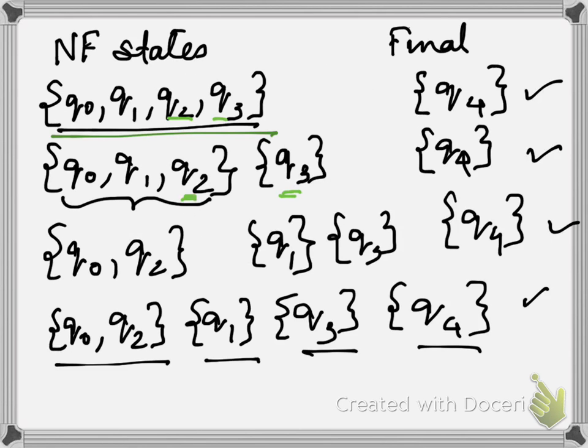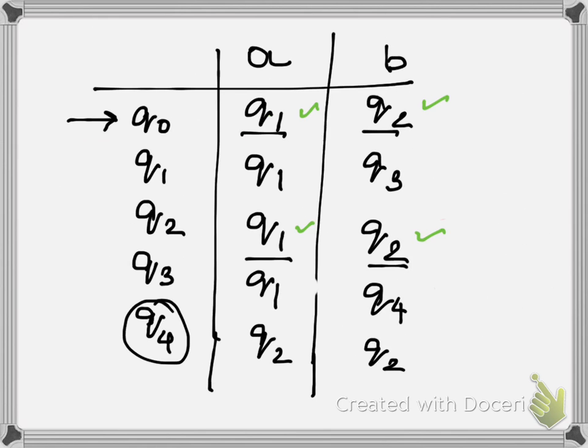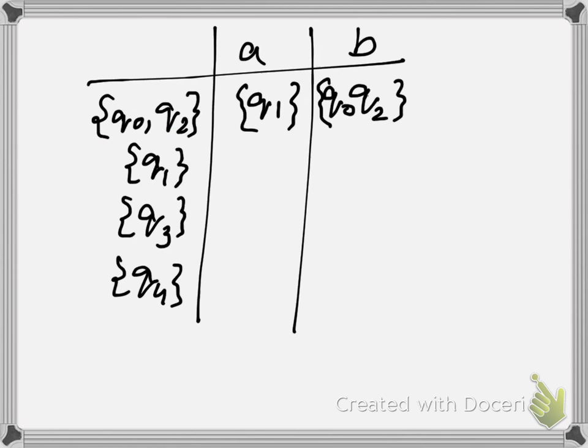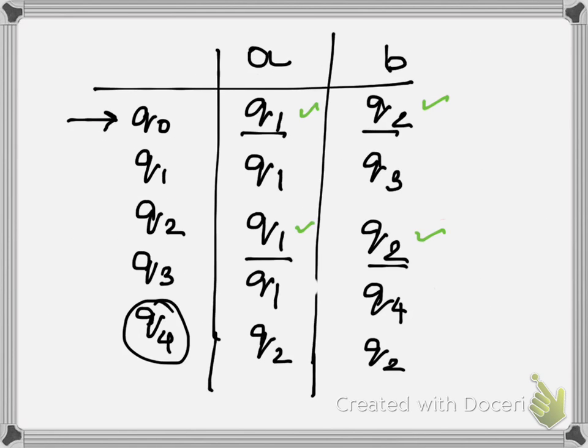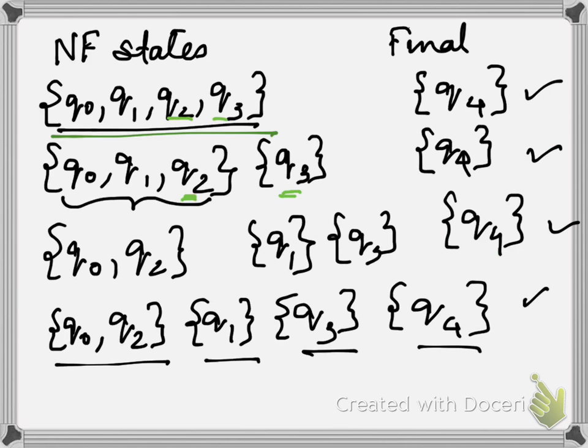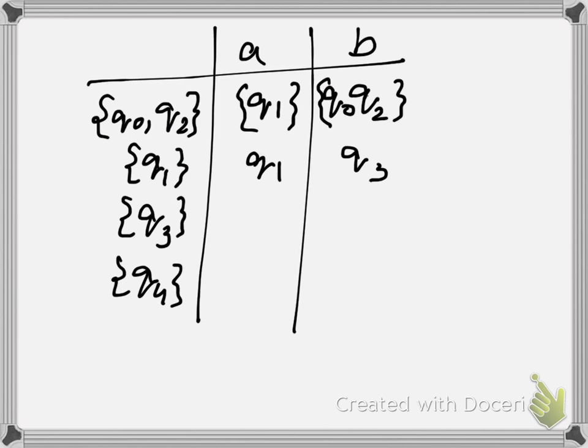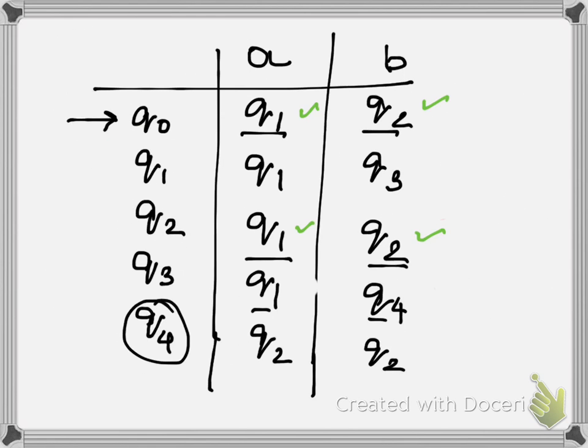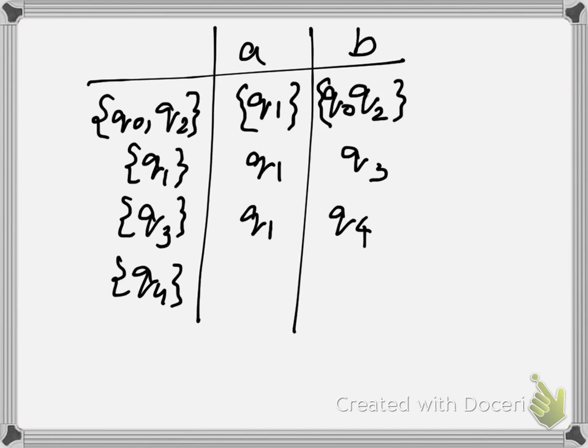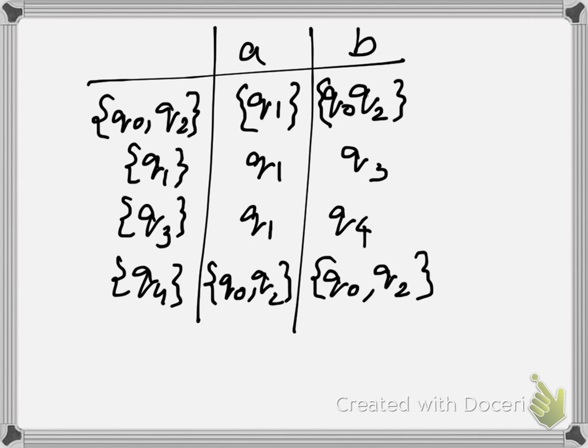Next, for Q1, the rest remains the same. Q1 on A is Q1 and on B is Q3. For Q3, it is Q1, Q4. And for Q4, it is Q2, Q2. So Q2 is not alone now, so it is Q0, Q2.